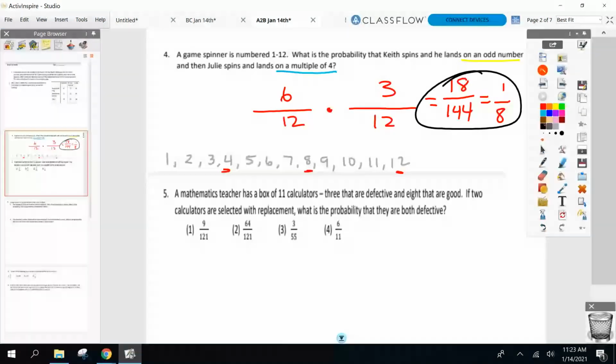Go ahead. So there's 3 multiples of 4. Correct. So you have 1 out of 3 chances. No, remember the spinner is 1 through 12. So the chances that I land on a number that's divisible by 4, I have 3 chances out of those 12 to land on a number divisible by 4. Okay, yeah. Okay?